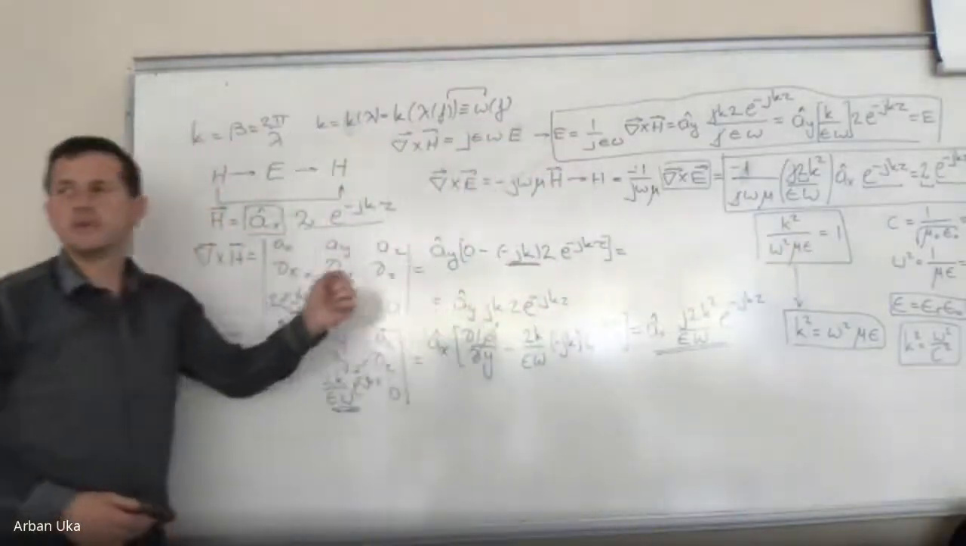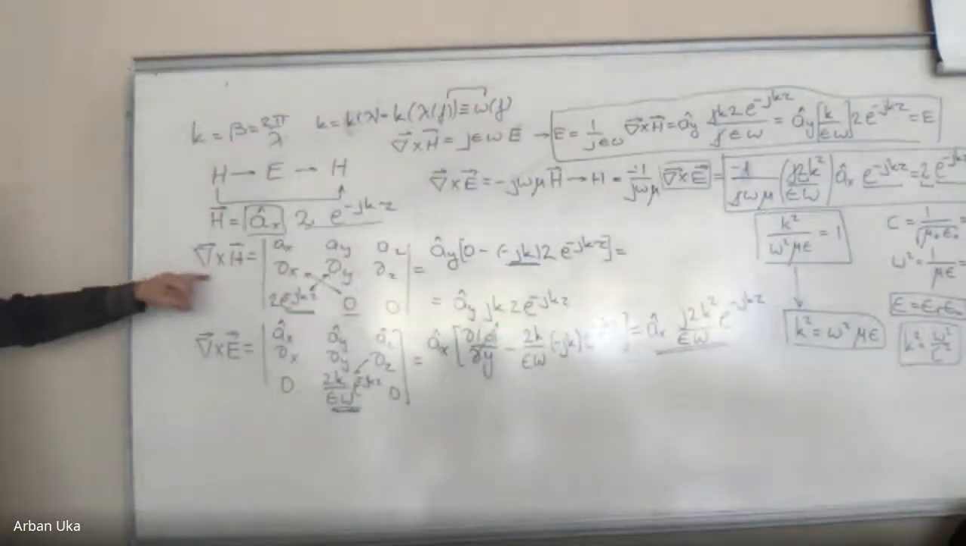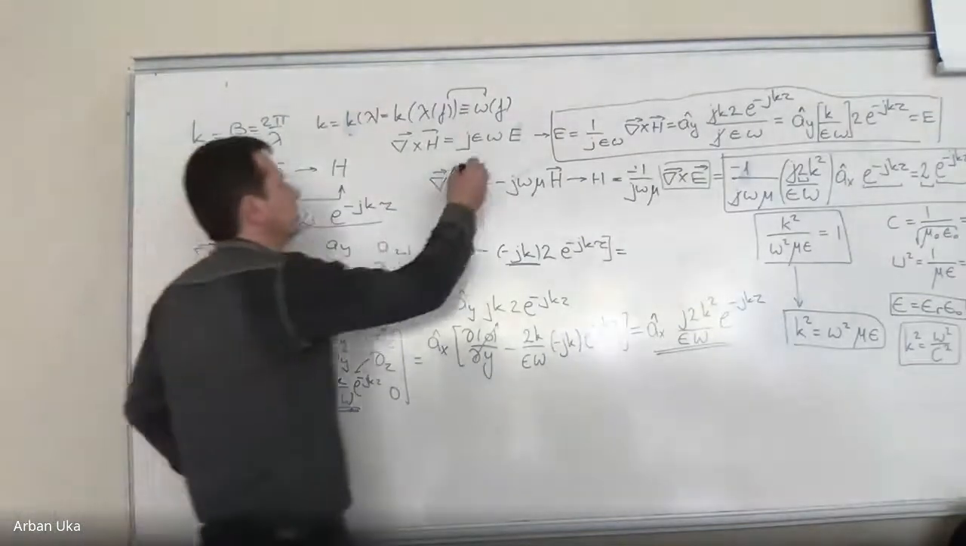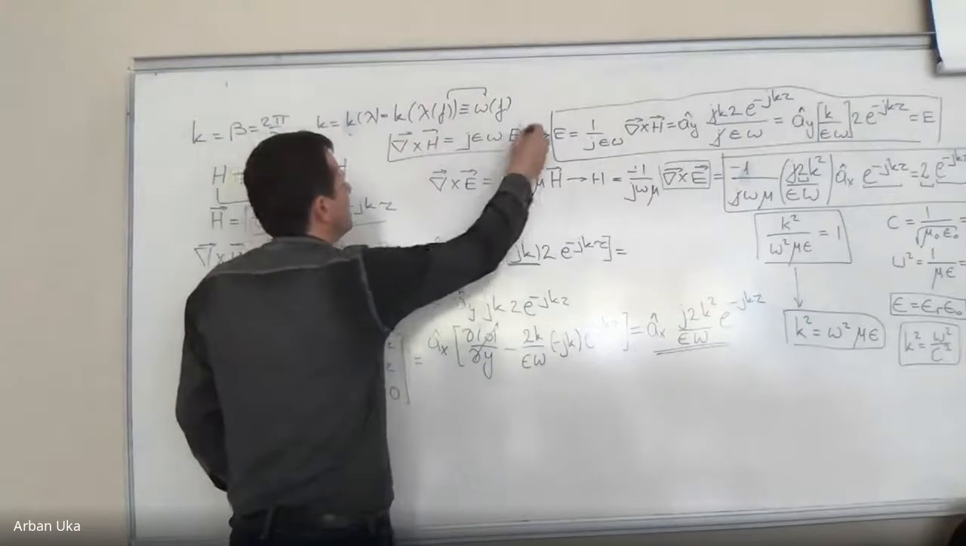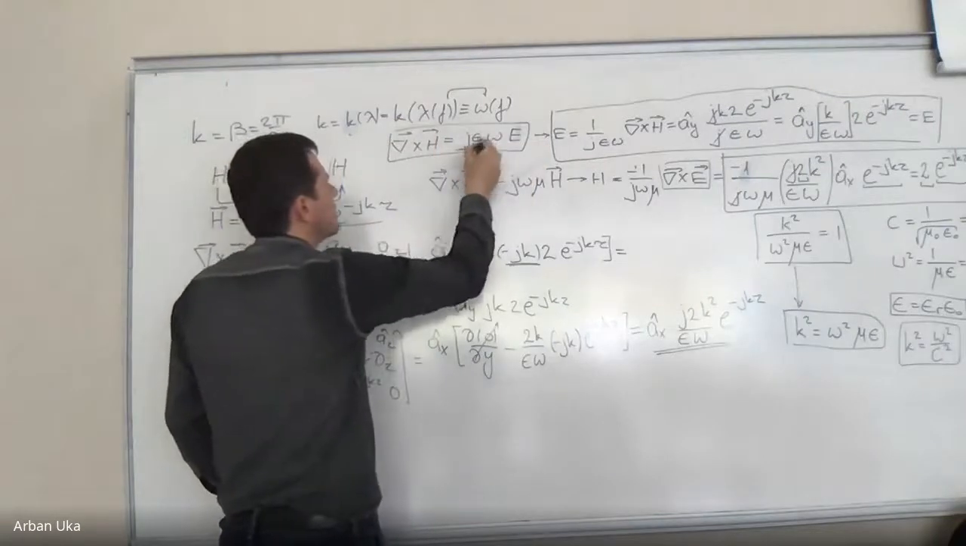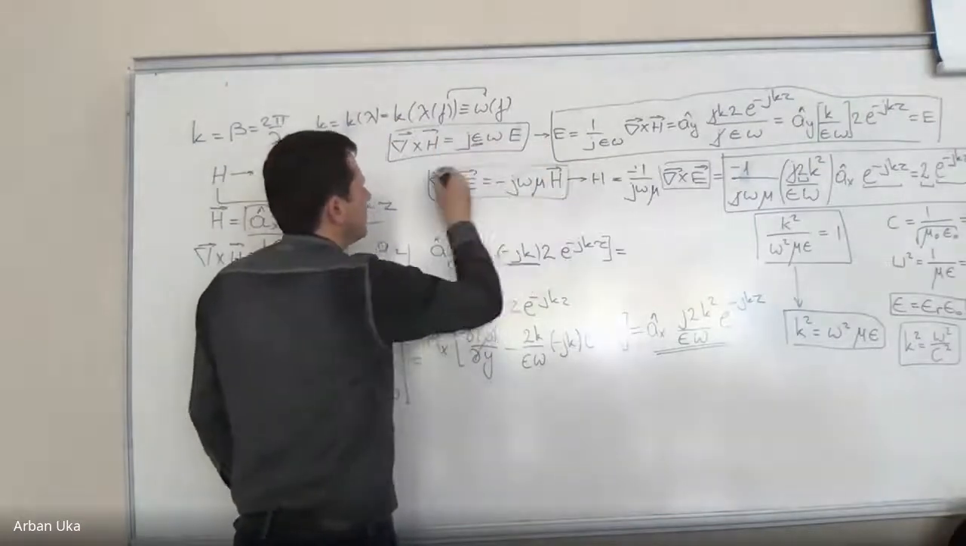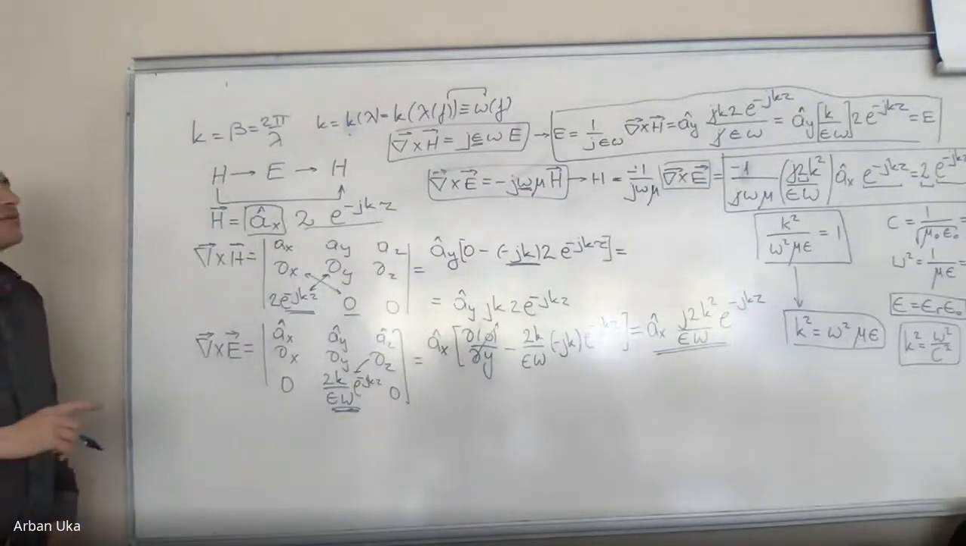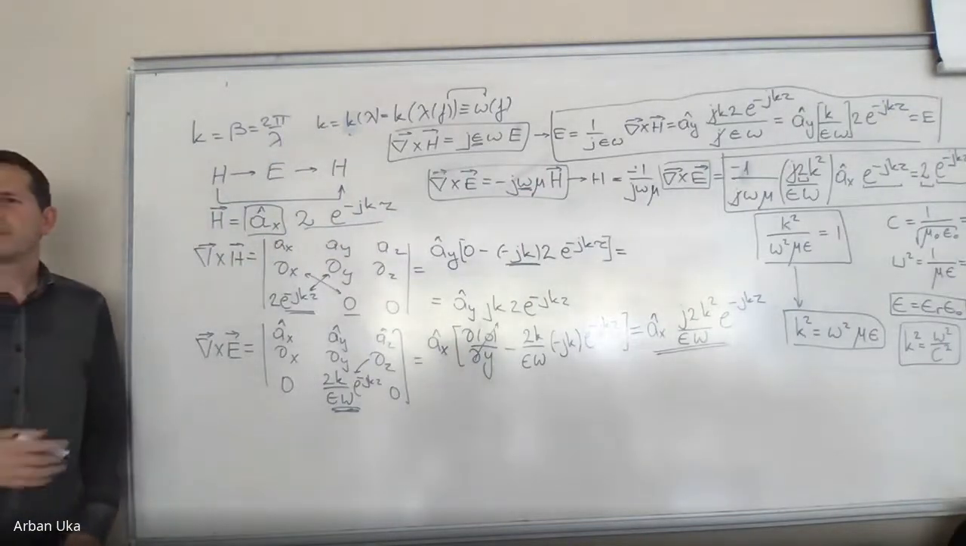The permeability and permittivity. Where do they come from? They come from here. So this is the permittivity, and this is the permeability. Because the derivatives with respect to time are derivatives of the fluxes, right?